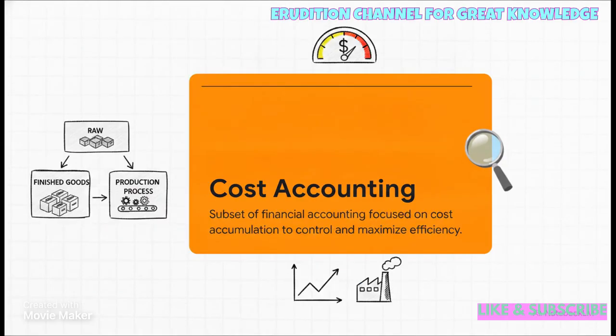On the flip side of that, we have cost accounting. Now, technically, this is a subset of financial accounting, but it shifts the spotlight entirely inward. It focuses heavily on the cost accumulation process, essentially figuring out exactly how raw materials are converted into finished goods. Its main goals: to control operations, maximize efficiency, and determine production costs to serve the internal needs of the organization.